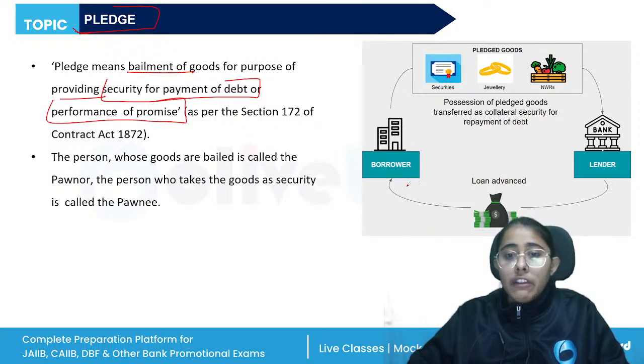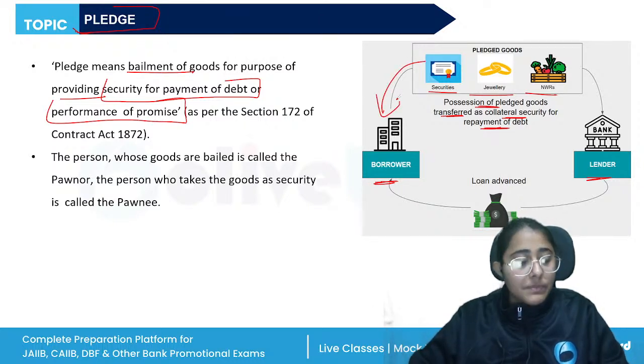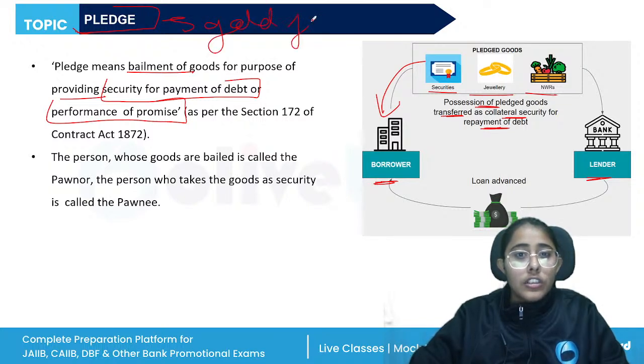For example, when the borrower goes to the lender, a bank, and asks for a loan, the loan is advanced in return for the pledged goods. So the possession of the pledged goods is transferred as the collateral security for the repayment of debt, like securities, jewelry, or negotiable warehouse receipts, and these can be used by the borrower. The legal possession is passed, but they are still used by the borrower. They can still have the jewelry or the gold. So the best example of pledge is against gold jewelry.